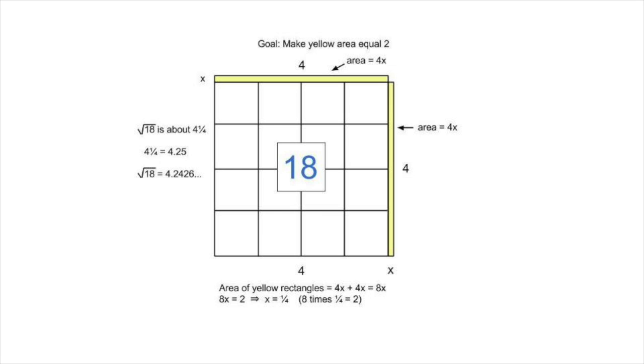And you can see it comes really close. 4 1/4 is 4.25, and the actual square root of 18 is 4.2426. Great, that was pretty easy. So we got really good estimates for the square root of 17 and the square root of 18 by starting with the square root of 16 and adding a little bit of space.